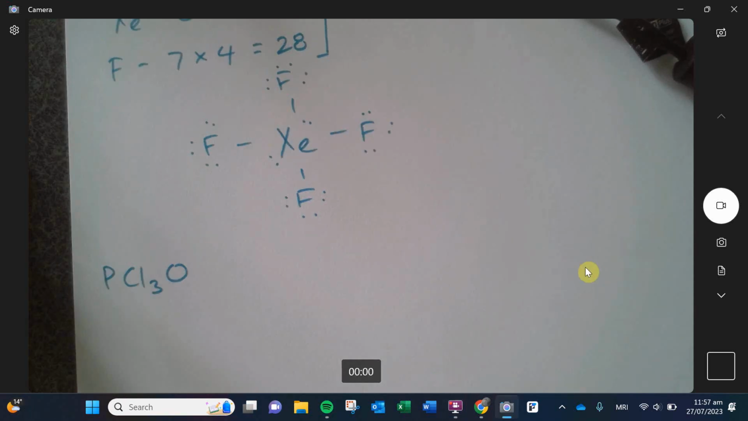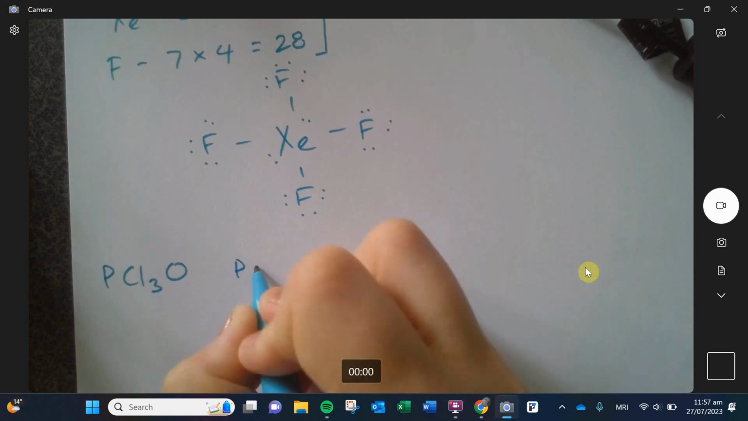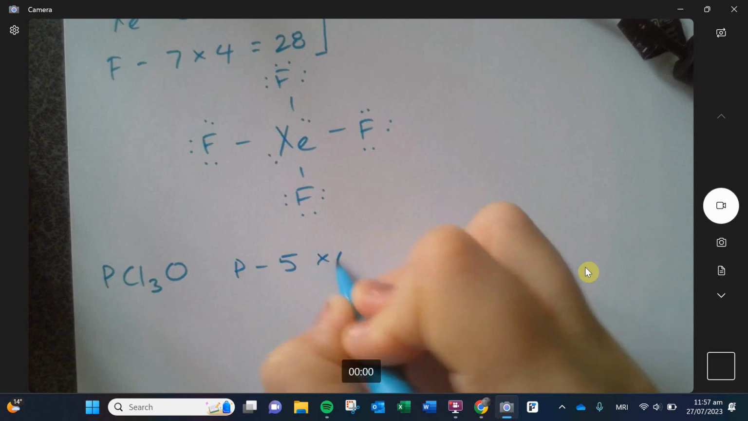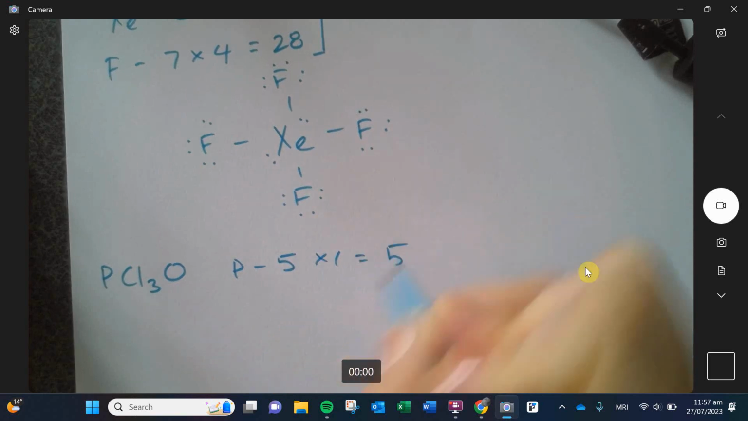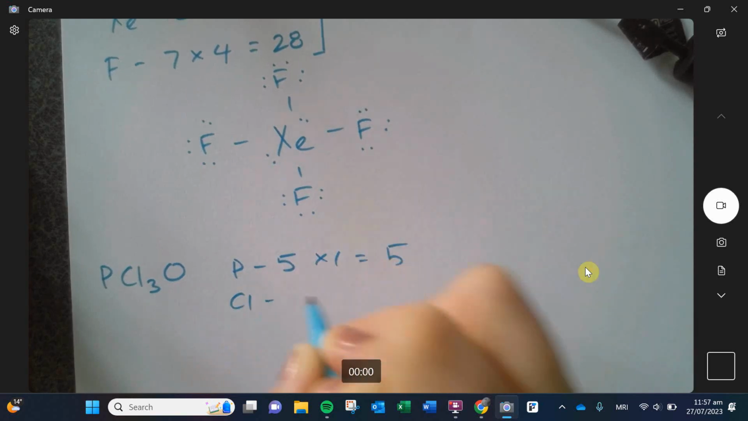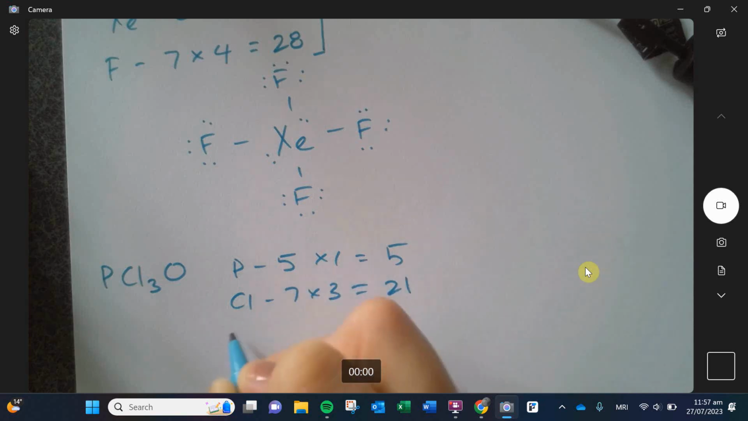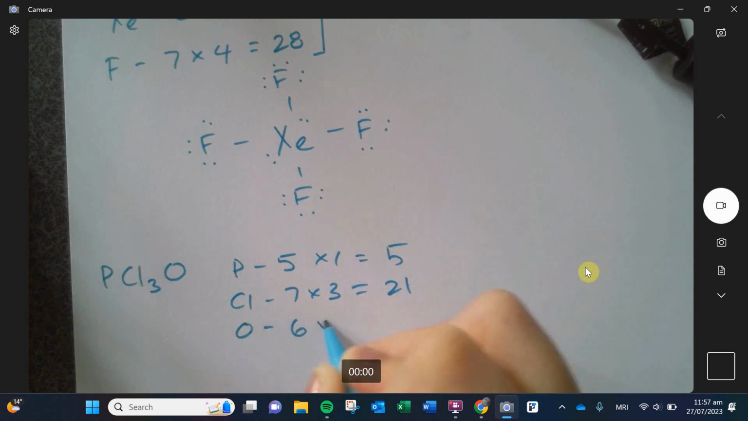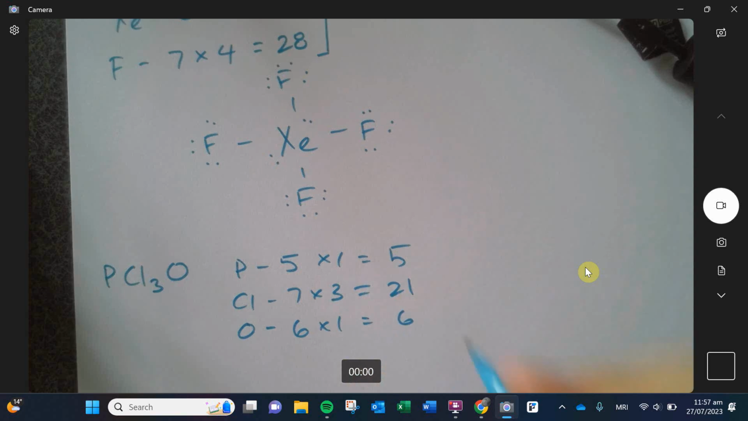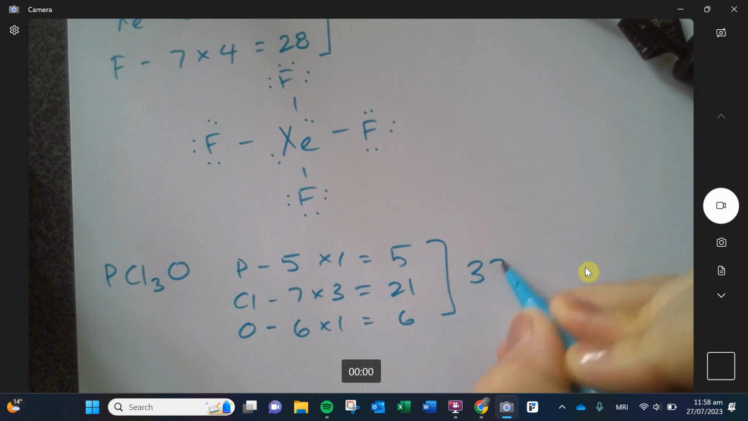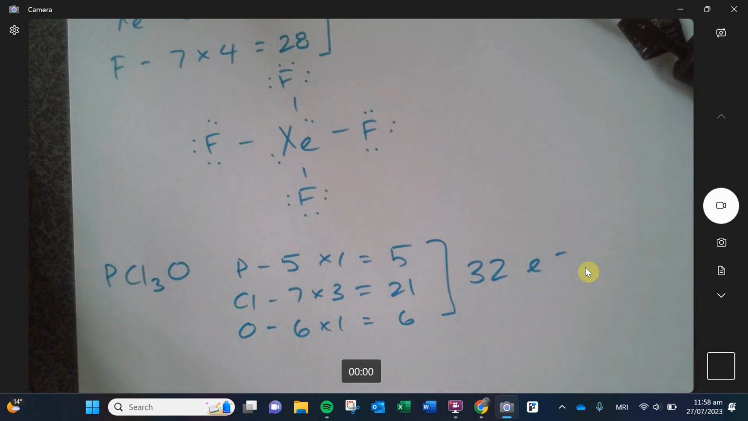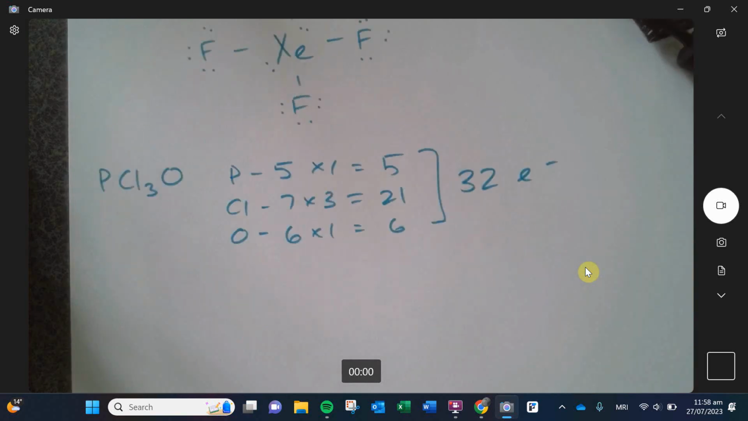Okay. Phosphorus has 5, only 1, so that's 5. Chlorine has 7, there's 3, so that's 21. Oxygen, 6, only 1, so that's 6. That is 26 plus 6 is 32. Is that what people got? Okay.